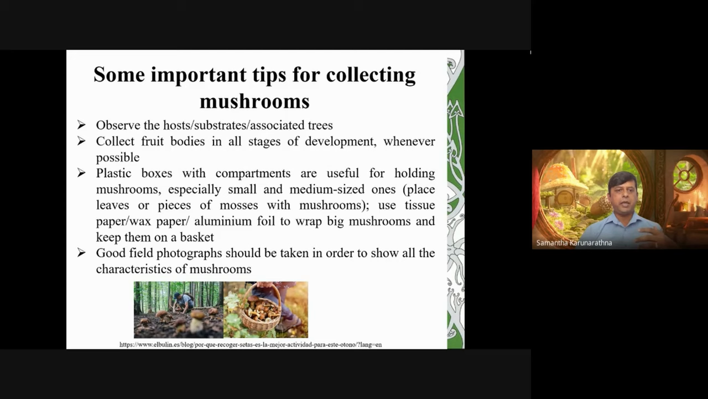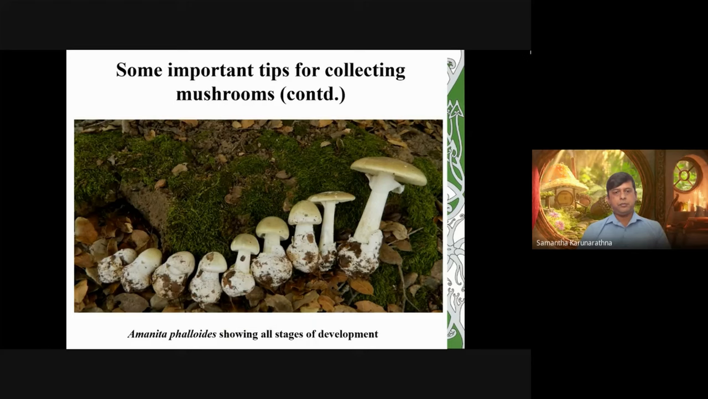The other important thing is take a very good photograph when you are in the field. A good photograph is very important for identification because it shows all the characteristics of the mushroom. If you have a bad photo, you cannot use it for identification. So take a good photograph of both upper side and lower side, showing all the characteristics. Next slide, please. As I mentioned, you can see in this picture, this is Amanita phalloides. You can see all the stages showing in this picture, from the button stage to the fully mature stage. You can see the ring and the volva at the base, and all the other characteristics are very clear. Next slide, please.